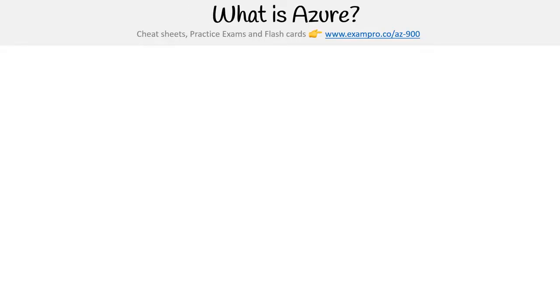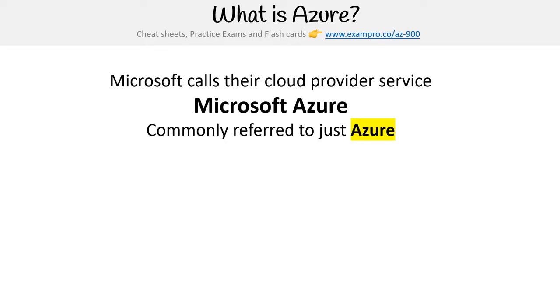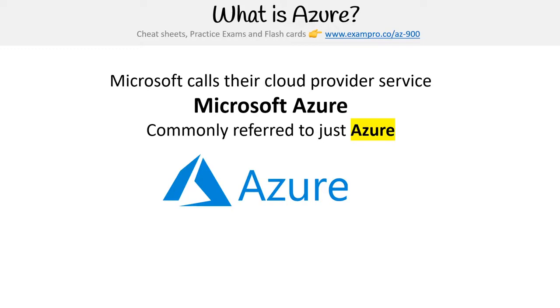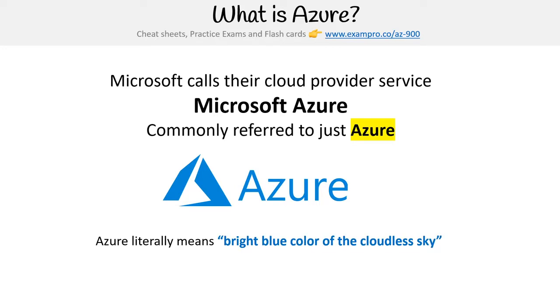Now that leads us to the question, what is Azure? Azure is what Microsoft calls their cloud provider service. It's called Microsoft Azure, or we commonly refer to it as just Azure. And here is the logo for it. If you're wondering what is the name behind this service, it means bright blue color of the cloudless sky. So sure, that's great. You'll hear me say cloud service provider frequently throughout this course, and it is abbreviated to CSP, but that's what Azure is. It is a cloud service provider. So there you go.